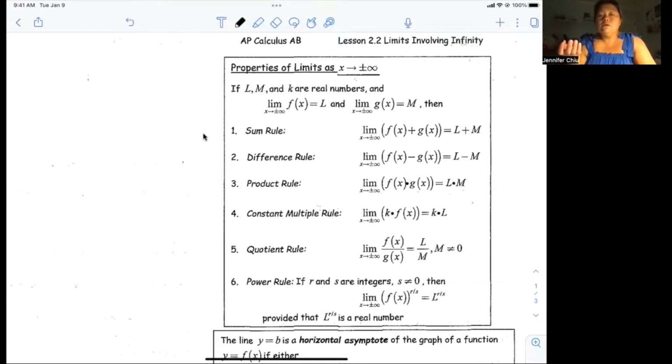These are numerical values. So same rule as before, because these are numerical values, I can add or subtract or multiply by a number or divide or take it to a power, all these limits, because they are just numbers and we can do these operations on them.